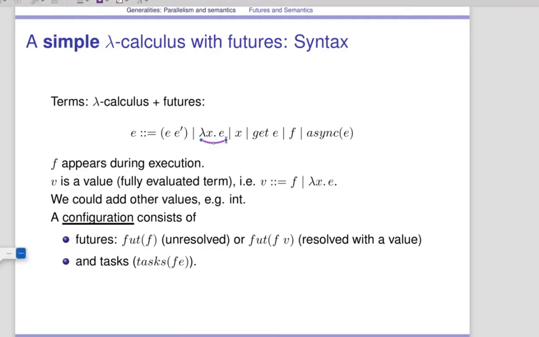Lambda abstraction, which is the definition of a function that has x as parameter and e as function body. We can have variables inside terms and function application, that is e prime, that applies the function e with the parameter e prime. So it will replace the x inside the function definition by e prime, or the evaluation of e prime.